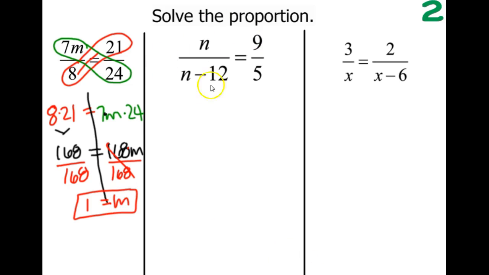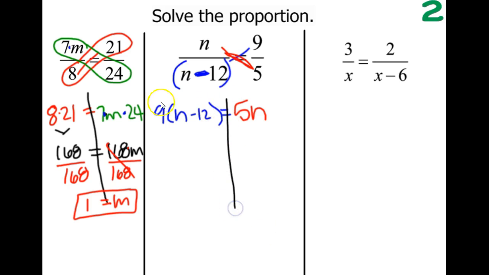This next one is almost the same, except instead of multiplying, we have subtraction. Now, when we multiplied, everything was multiplication here, so it didn't matter what we multiplied. It all was going to get multiplied together. But this 9 needs to be multiplied by this whole piece. So if you ever have subtraction or addition in the middle there, you need to put that in parentheses. So we have 9 times n minus 12. And on the other side here, we have 5 times n, or just 5n.